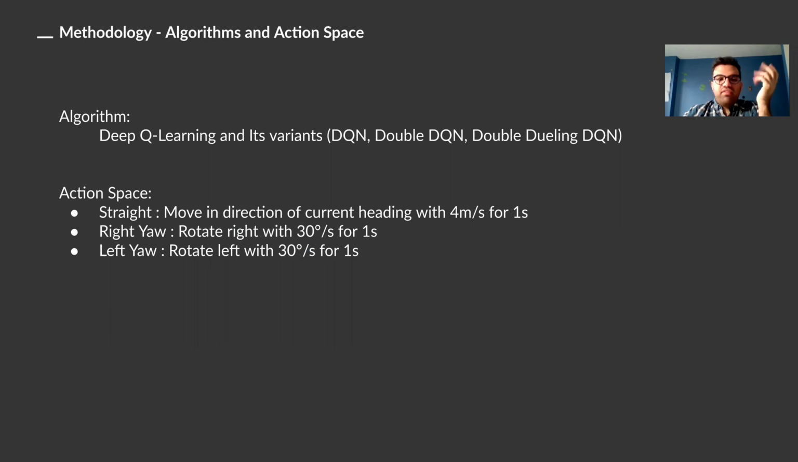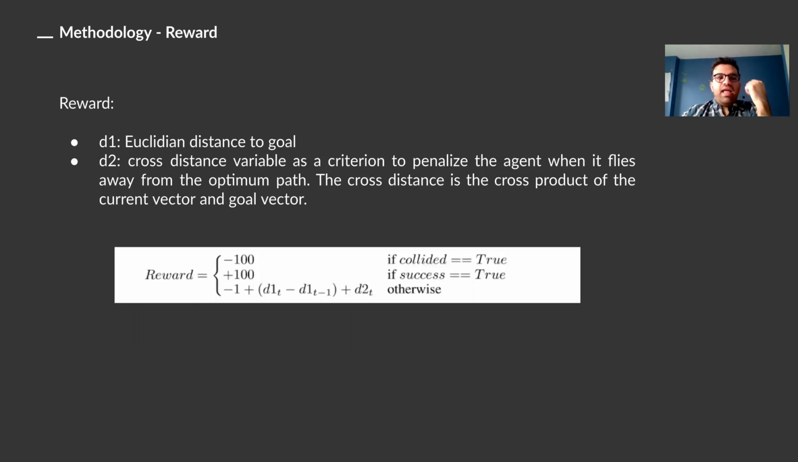Within this project, we evaluated DQN and two of its variants. In each state, the robot can choose between going forward, rotating toward the right, or rotating toward the left. And we designed our reward function so that it encourages the robot to go toward the goal as fast as possible with as few actions as possible.